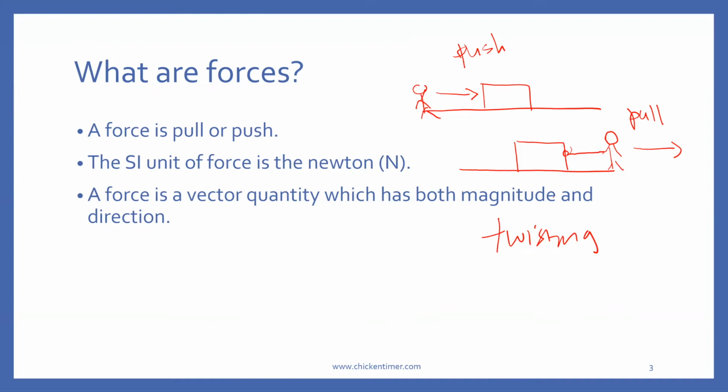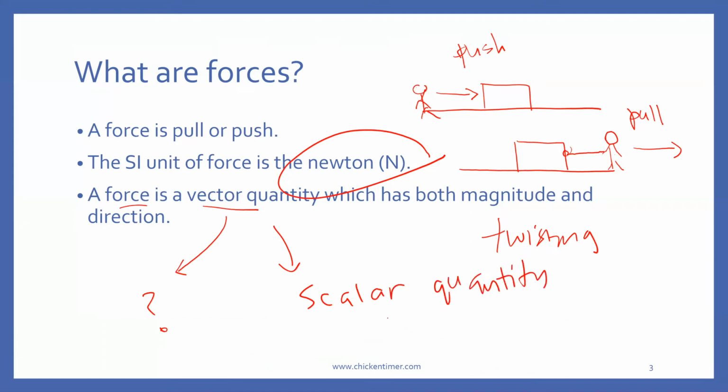Then the SI unit of force is Newton, and a force is a vector. What is a vector? A vector is a quantity that has both numerical magnitude and direction. So then what is the opposite? This thing, right? This has magnitude only and unit. Then force, the vector, has magnitude, direction, and unit.